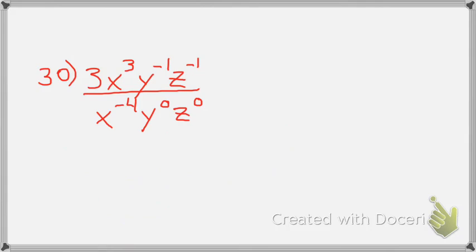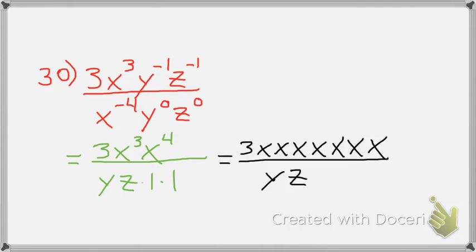Finally, take the negative exponents and move them to the other location. So the y to the negative 1 and z to the negative 1 go to the bottom. X to the negative 4 goes to the top. The variables to the 0 become 1. Expand out what I've left, and then simplify what remains.